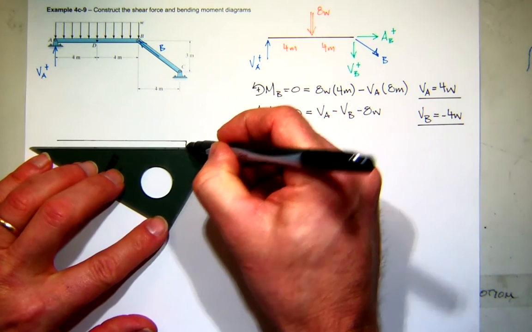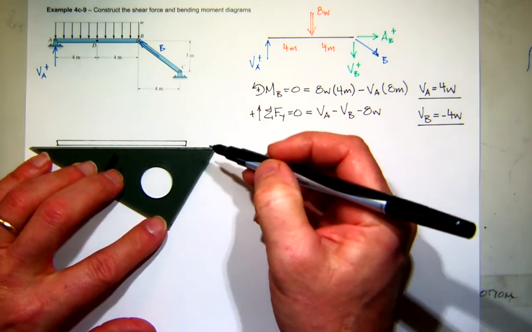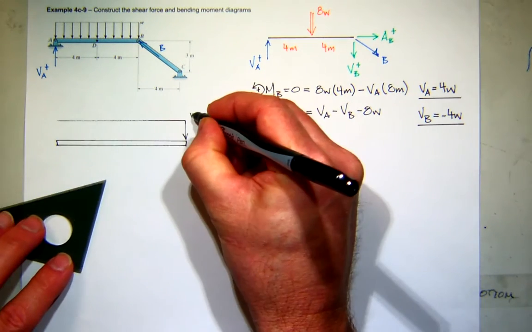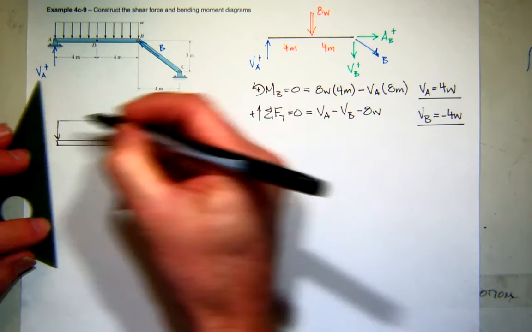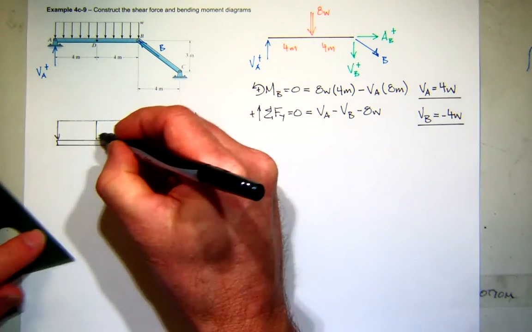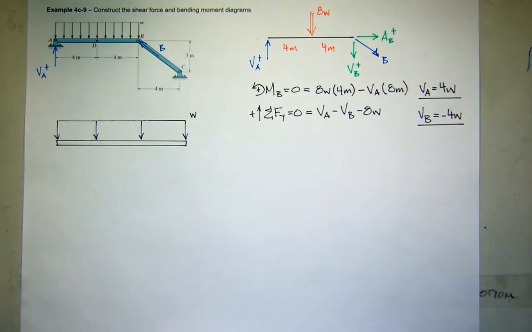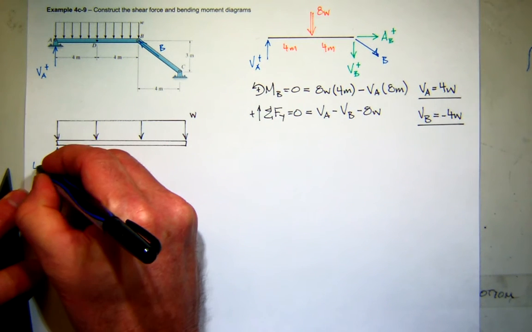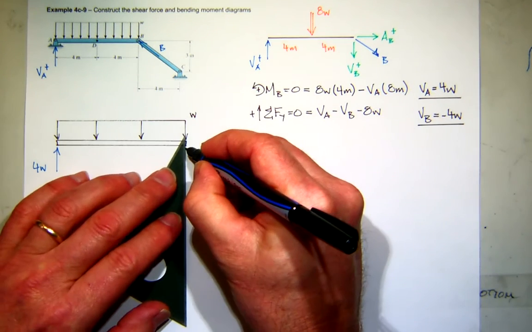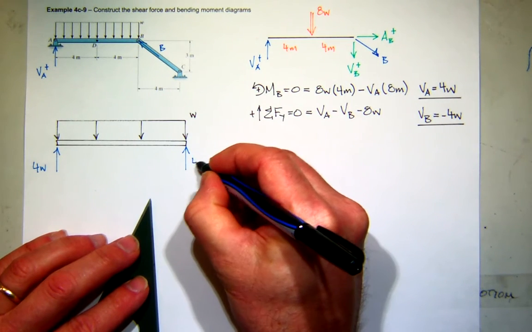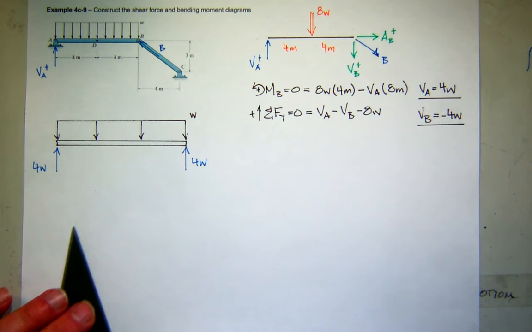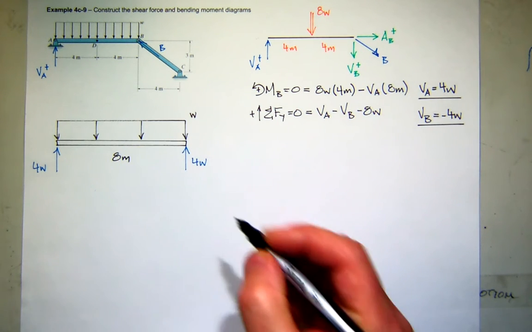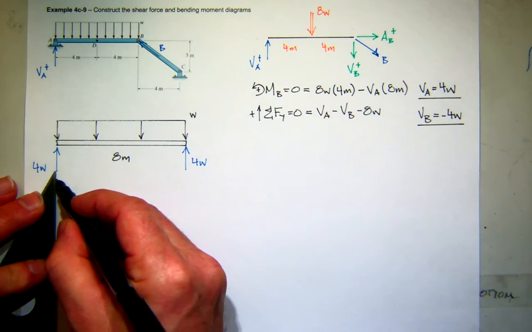So here's just the section of the beam from A to B. I've got my uniform distributed load, which has a value of W. On this side, I have a positive shear equal to 4W, and on this side I have a negative shear equal to 4W. And also this distance, I left the distance off, 8 meters. So from that I can draw my template.